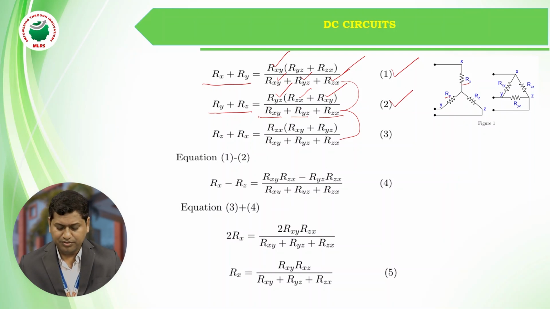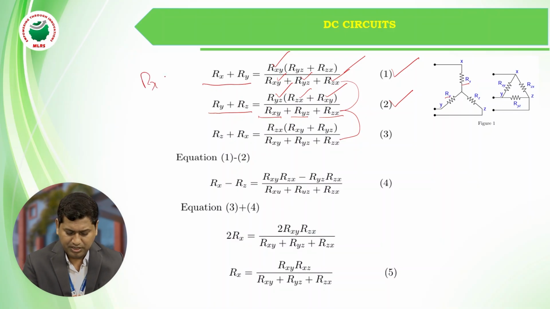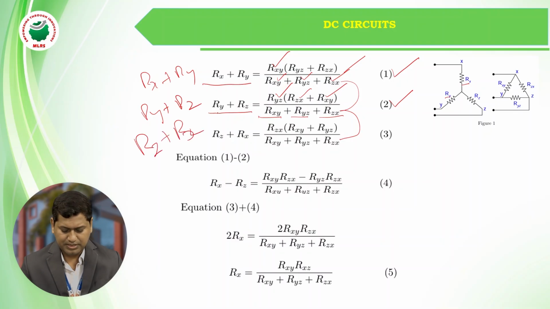Next we are going for equation 3. Rx plus Ry is completed, Ry plus Rz is completed. Next we must go for Rz plus Rx, that is Rz plus Rx is equal to Rzx multiplied by (Rxy plus Ryz) divided by again the same denominator you have seen earlier, that is Rxy plus Ryz plus Rzx.